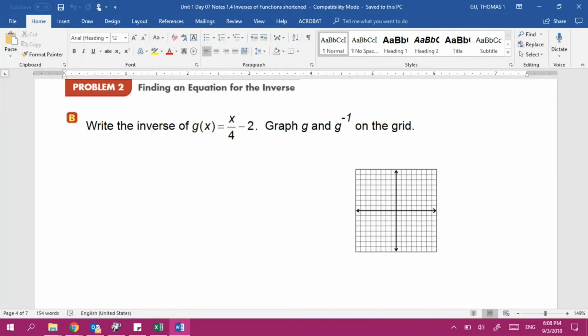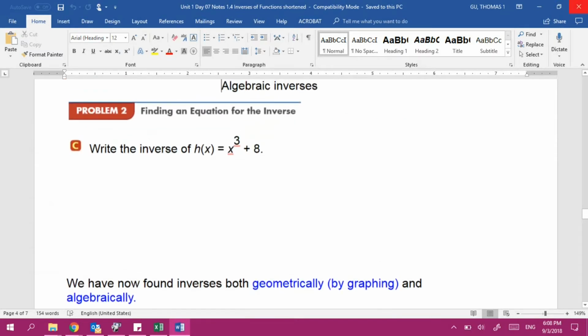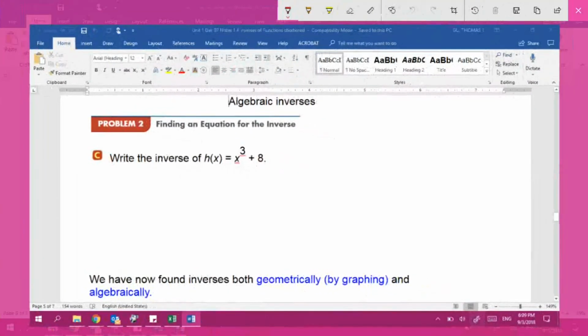All right, I want you guys to try problem number 2 right here. And let's do this last one together, okay? Because there's an interesting operation here. So write the inverse of h of x equals x cubed plus 8. So we're going to write the original, which would be y equals x cubed plus 8. Now let's write inverse functions. So we're going to change the x and the y spot. So x equals y cubed plus 8.